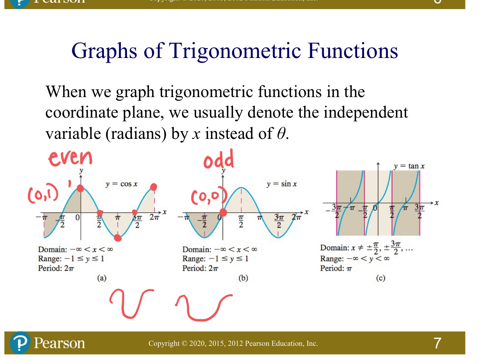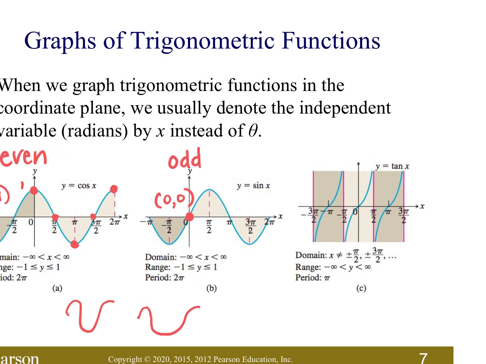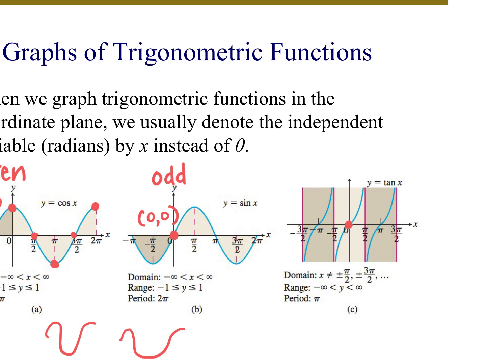All right, tangent. Tangent also goes through the origin. So what kind of symmetry will it have? Odd, because it goes to the origin. So tangent is also an odd graph. Tangent has a bunch of things that sine and cosine don't, and are called the asymptotes. So a tangent is going to have all these asymptotes drawn on there.